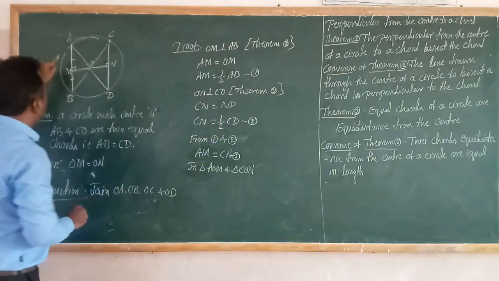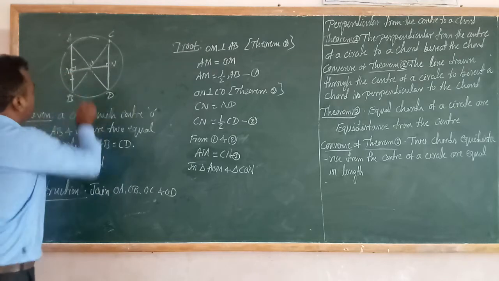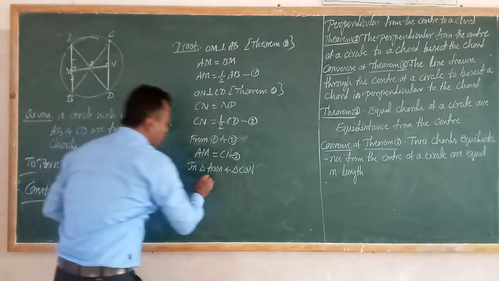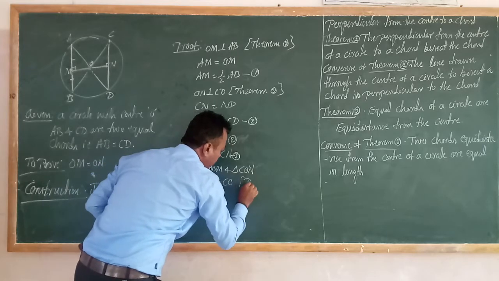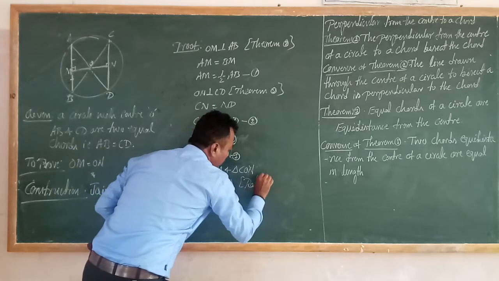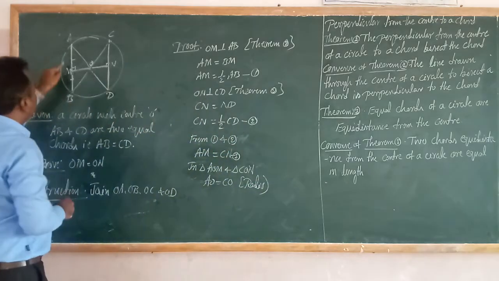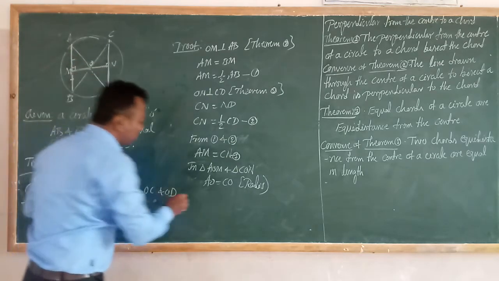So now AO is equal to CO. Is it right? AO is equal to CO because of radii of a circle. Now AM is equal to CN. Is it right?